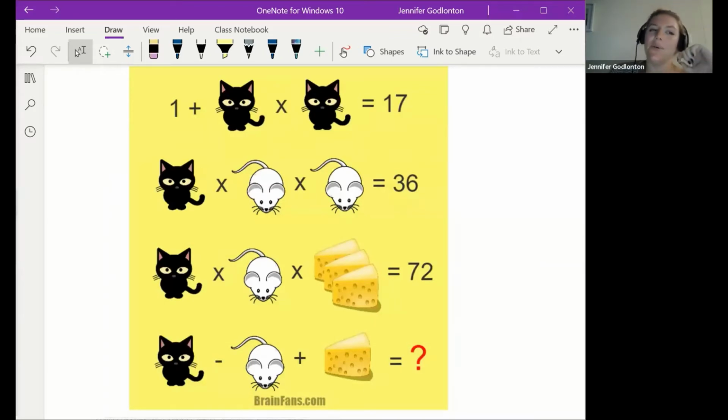Last week's puzzle, we didn't get a chance because our time ran out, but if we have time at the end of today's lesson, I'll bring it up and show you the answer. But last week's puzzle, the answer was 39 for anyone who tried.